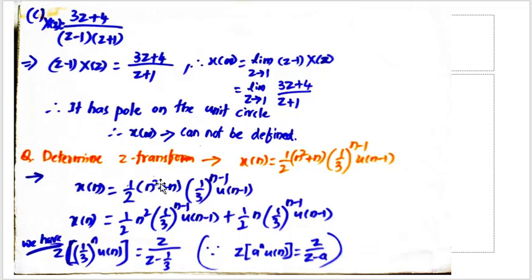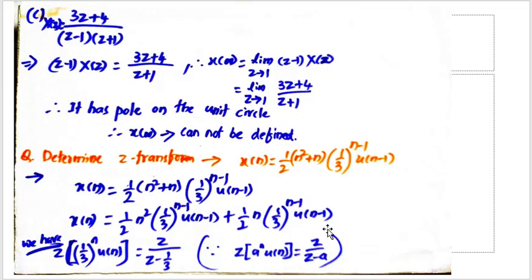Now there is an additional term here, and there is a multiplication with it, so we can apply the distributive property here. So that would be x of n equal to 1 by 2 n square 1 by 3 power n minus 1 u of n minus 1 plus 1 by 2 n 1 by 3 power n minus 1 u of n minus 1.